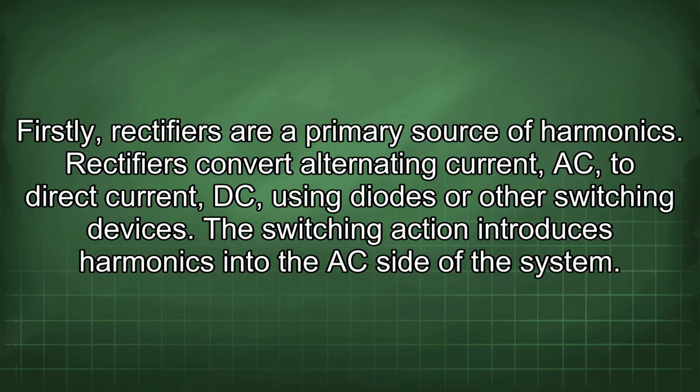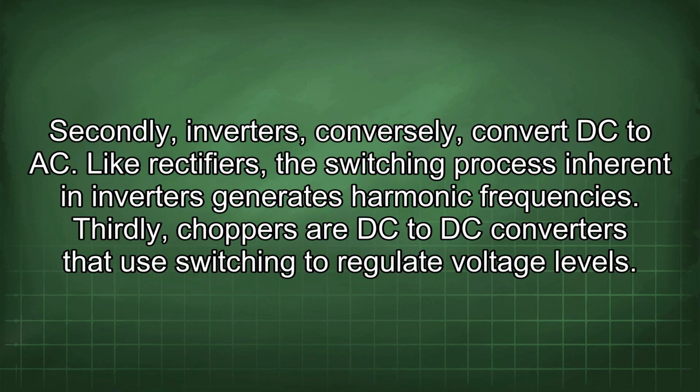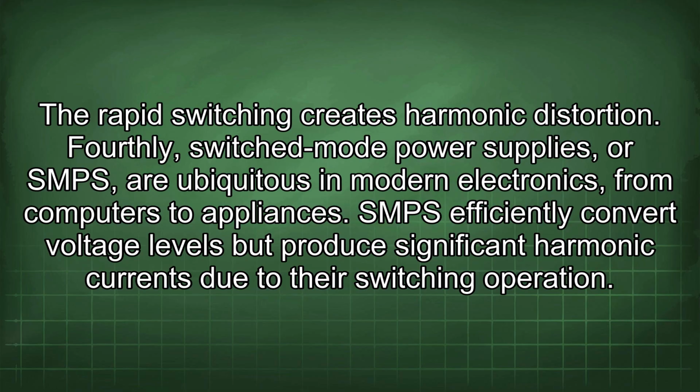Firstly, rectifiers are a primary source of harmonics. Rectifiers convert alternating current, AC, to direct current, DC, using diodes or other switching devices. The switching action introduces harmonics into the AC side of the system. Secondly, inverters, conversely, convert DC to AC. Like rectifiers, the switching process inherent in inverters generates harmonic frequencies. Thirdly, choppers are DC to DC converters that use switching to regulate voltage levels. The rapid switching creates harmonic distortion.